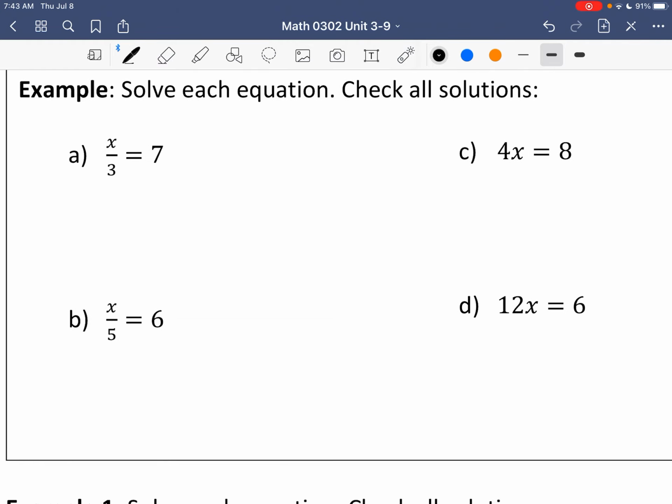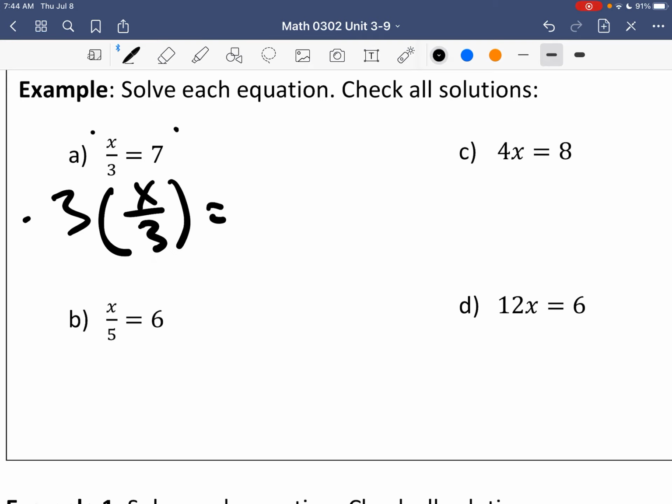Solve each equation, check all of the solutions. So, part A. The equation is x divided by 3 is equal to 7. Since the equation starts out with division, to undo division, you do multiplication. The idea here is to multiply the equation by some number such that, on the left-hand side, we're just left with the variable x. Well, that number is going to be a 3, so we'll use the multiplication property of equality.